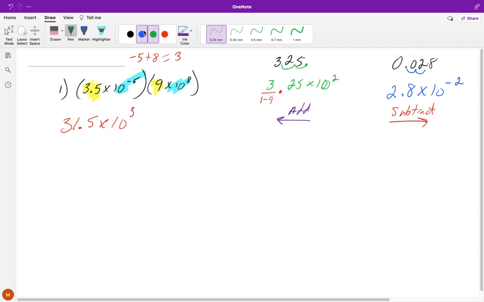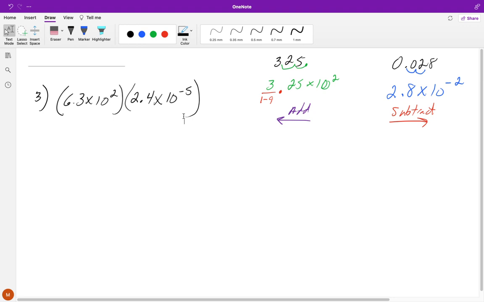And then from here, we need to look, is our number in scientific notation? It's not. So we need to move it one spot to the left to get it into scientific notation. And when we move to the left, we add. So it'll be 3 plus 1 because we moved it one spot. So it becomes times 10 to the fourth power.